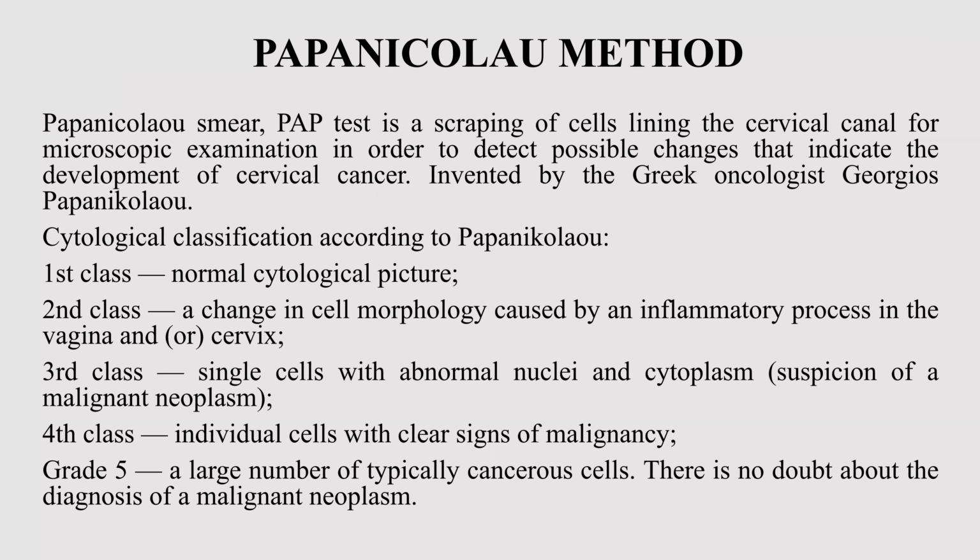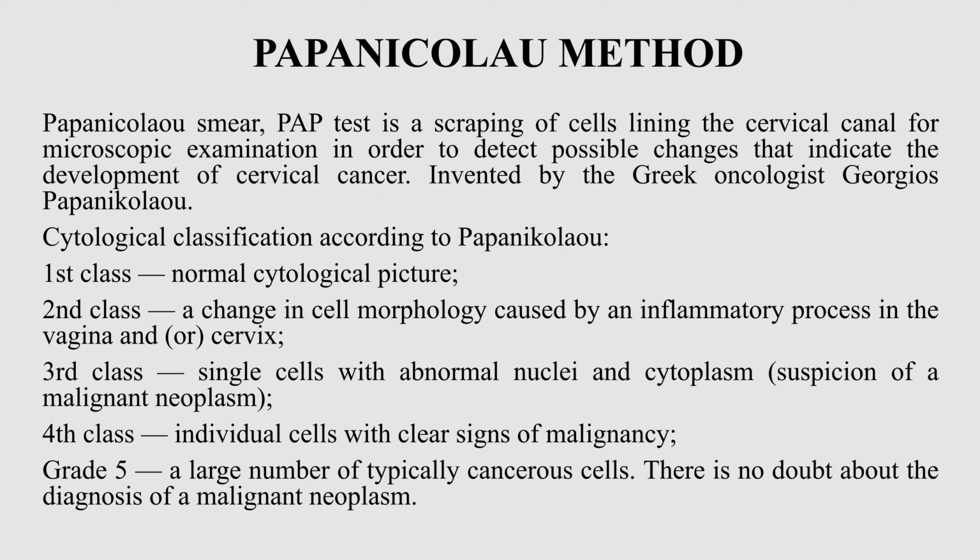According to Papanicolaou, there are 5 grades, 5 classes of this structure. This classification moved to the typical Bethesda system, which nowadays is prevailing around the world. The first class is normal structure, normal cells. The second class is where we find some signs of inflammation.